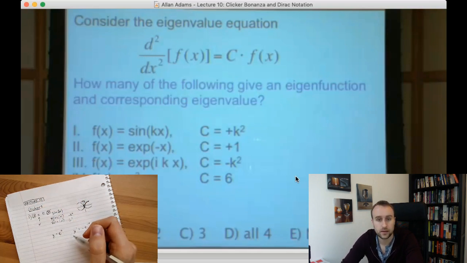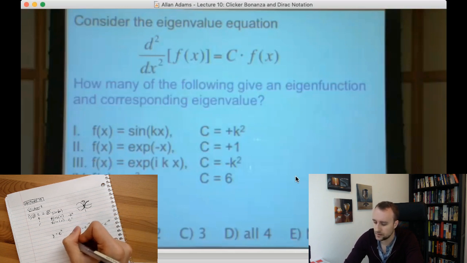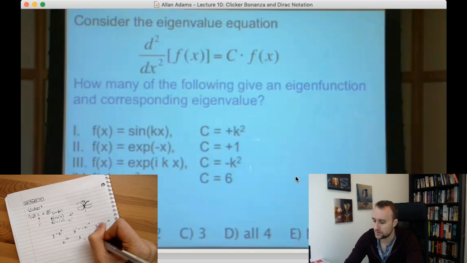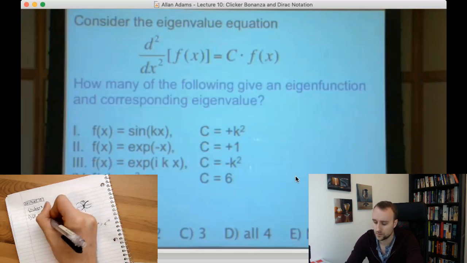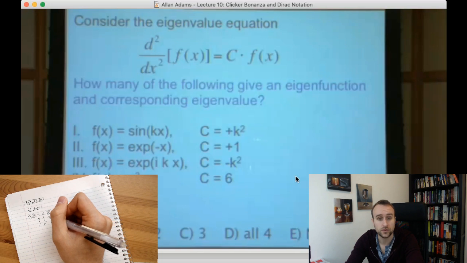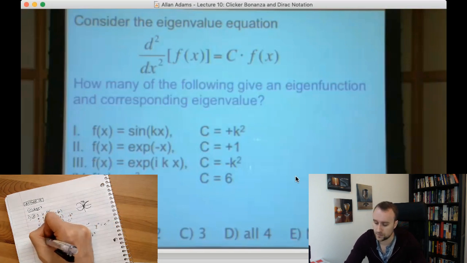And then number 3, e to the ikx. Well, again, we're going to drop down the ik. Again, we're going to drop down the ik. So this is going to be i times i, which is negative 1. So this is going to be negative k squared. Negative k squared is correct. So this is also correct. So we have 2. So my answer for this one is B.